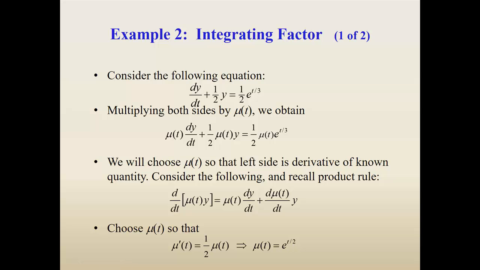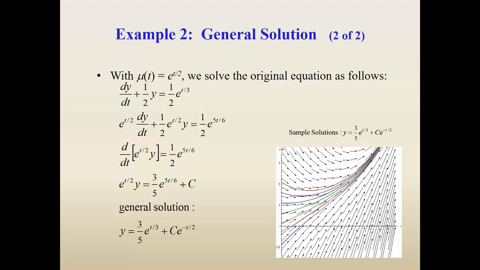Because of this, let's check. Let's see if I plug in e to the power t over 2. Yeah, that is the product rule, right? Because e to the t over 2 times y prime plus the derivative of e to the t over 2, which is 1/2 e to the t over 2 times y. The only cost I have to pay is that I have to multiply this exponential by this exponential. That becomes e to the 5t over 6.